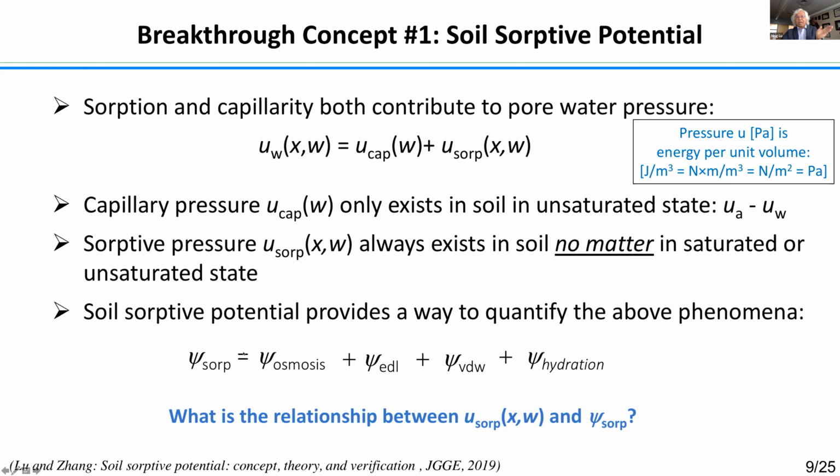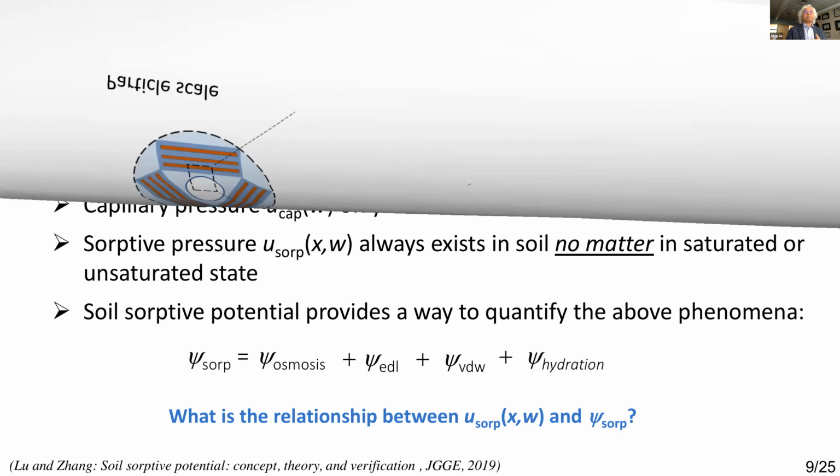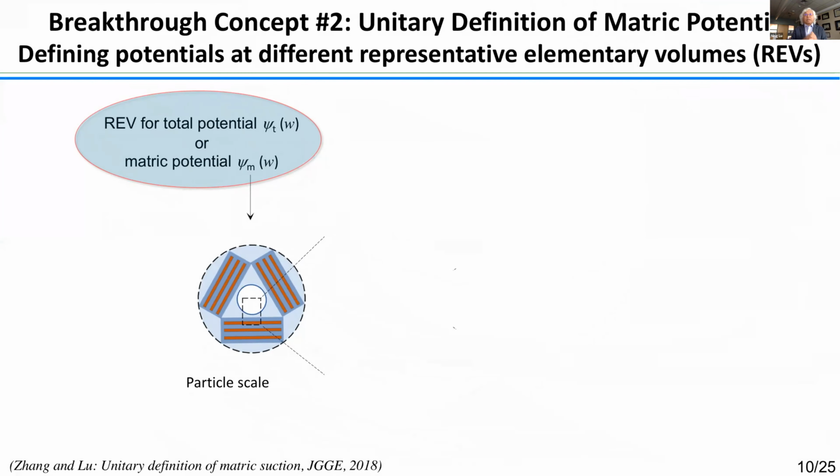But here, because they're all electromagnetic, we can call them soil soft potential. It's electromagnetic. It matters how much they can convert to the pore pressure. So that's very important in the conception that we can do that. Now, exactly how do we do that? We can use the unitary definition, or a way to unify what we call the matrix suction.